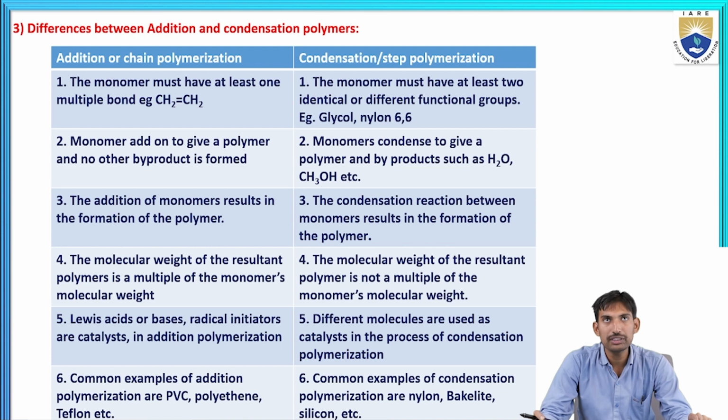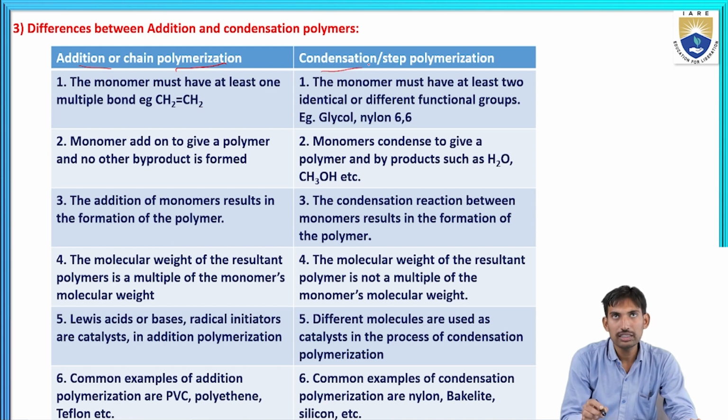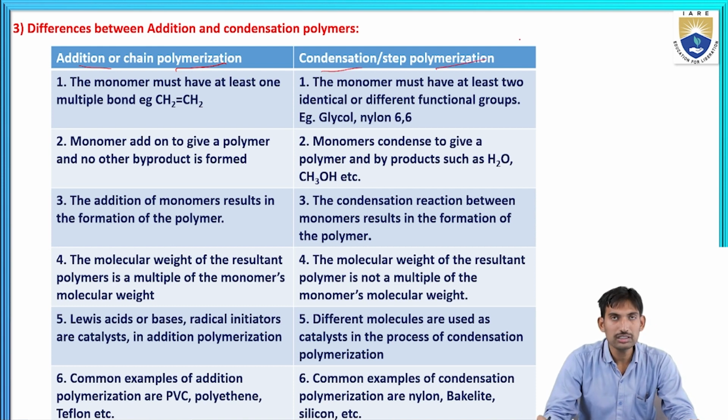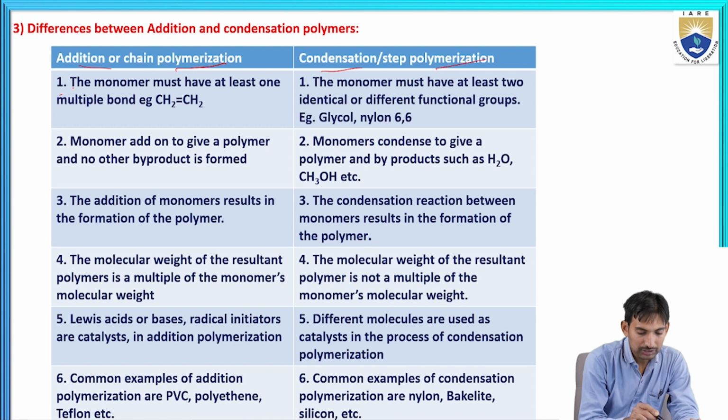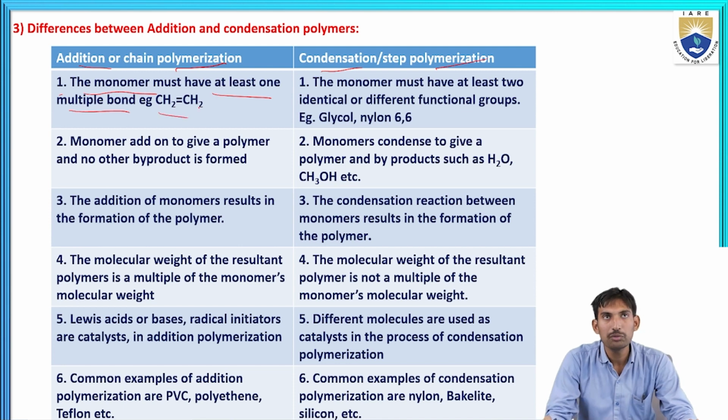See, differences between addition and condensation polymers. Addition is chain polymerization, condensation is step polymerization. These are the differences. The first difference is the monomer must have at least one multiple bond, that is a double or triple bond. In addition polymerization, the monomer should contain at least one double or triple bond.